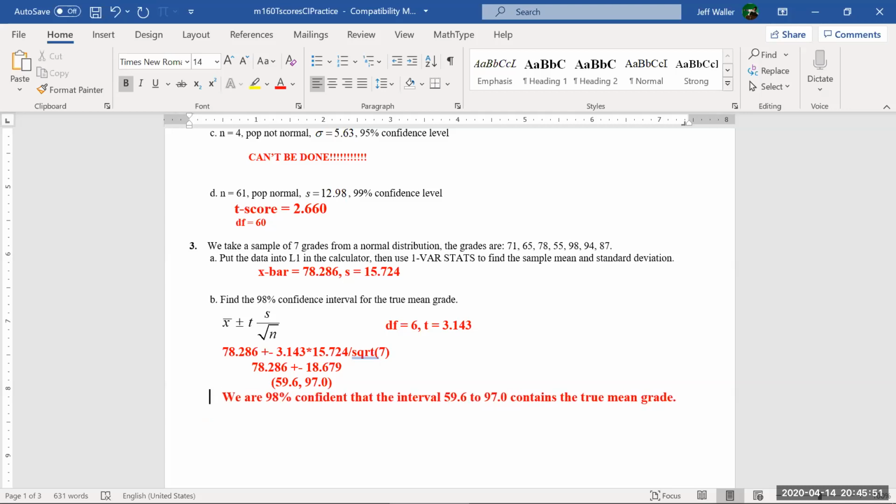Yay. Now notice, this interval sucks. So anywhere from an F to an A. And of course, why does it suck so bad? For a couple different reasons. We don't know the population standard deviation, so we had to use a bigger t-score, not the z-score. Our sample size was so small, right? And that made the t-score even bigger.